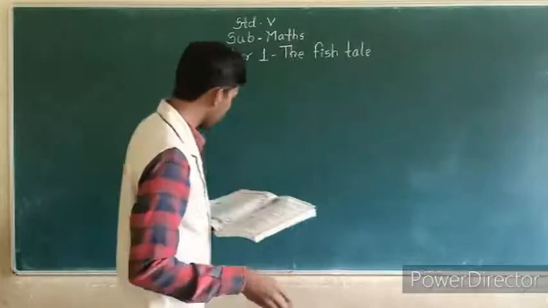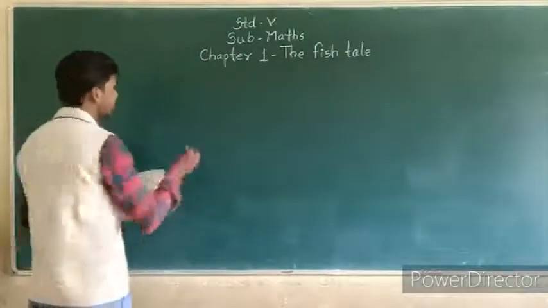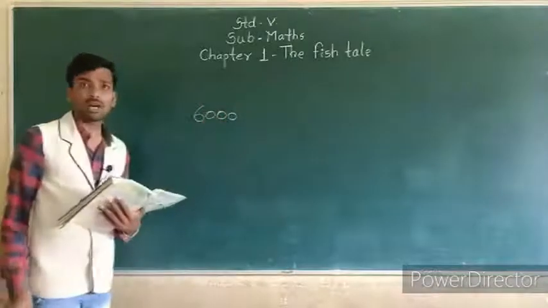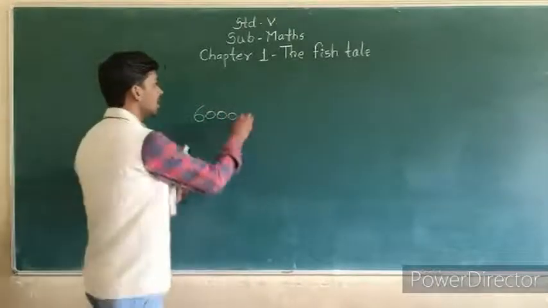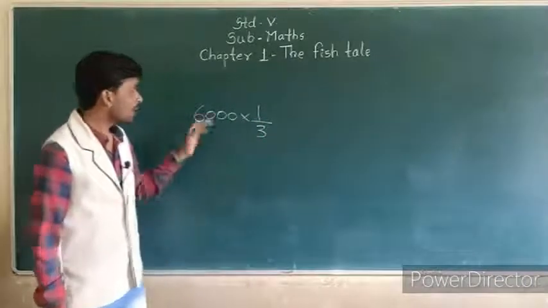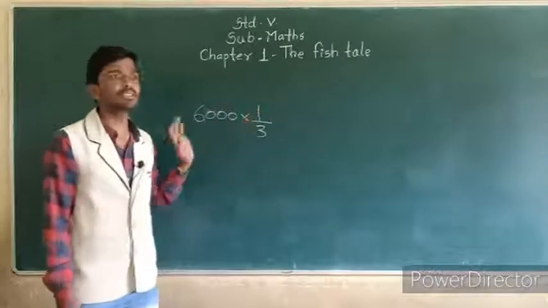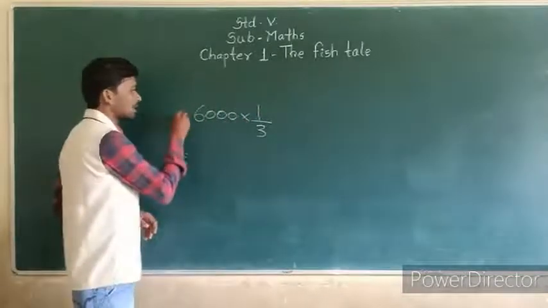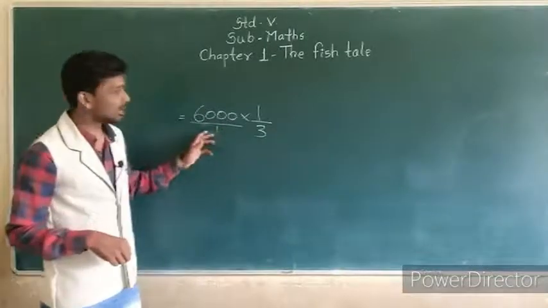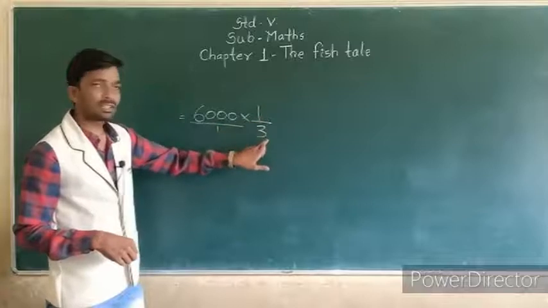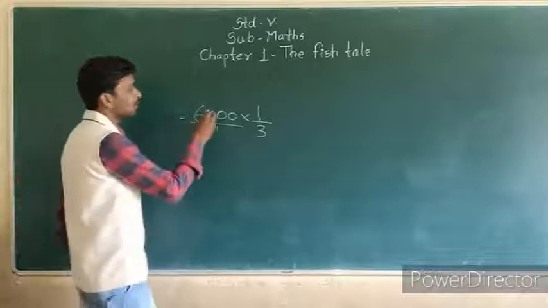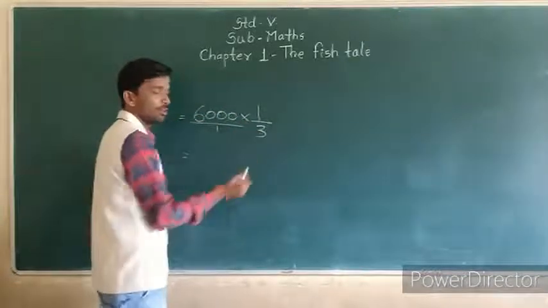So how do we find the answer? They take 6,000 kg of fresh fish, and they get 1 upon 3 of it. So we multiply 1 upon 3 by 6,000. Here the numerator is 1 and the denominator is 3; there the numerator is 6,000 and the denominator is 1. So we multiply the numerators and the denominators.